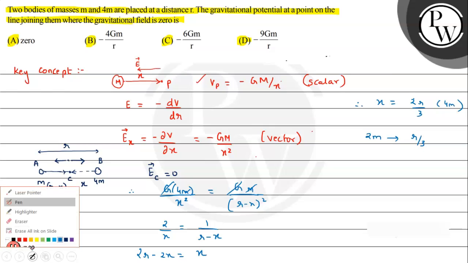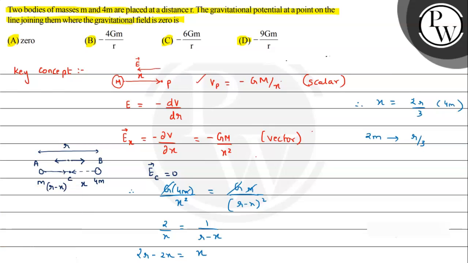At point C we can now calculate the potential. The potential at point C will be due to the 4m mass plus due to the m mass. Since it is a scalar quantity, we just need to add it up. For the 4m mass it will be minus G into 4m divided by 2r/3, plus for the small mass m it will be minus Gm upon r/3. So finally the result for V at C comes out to be minus 9Gm upon r.